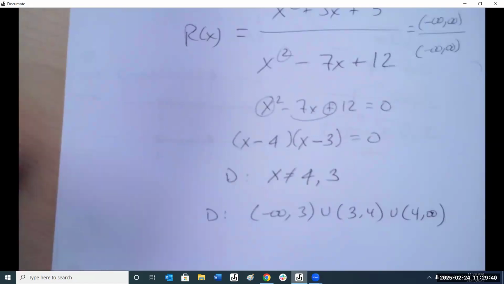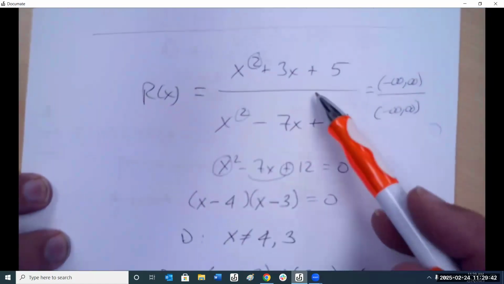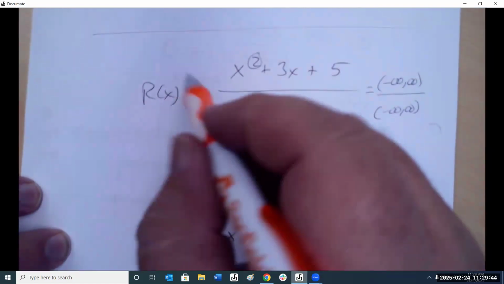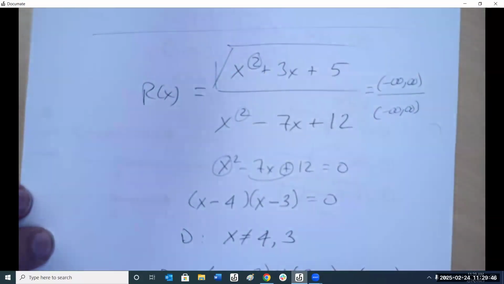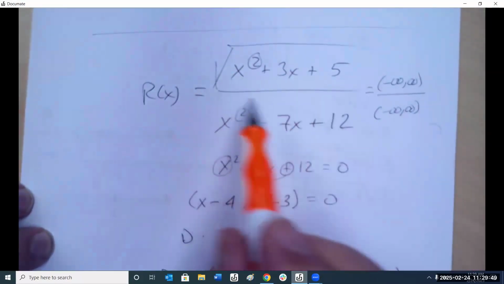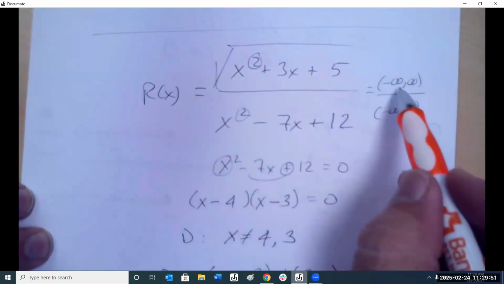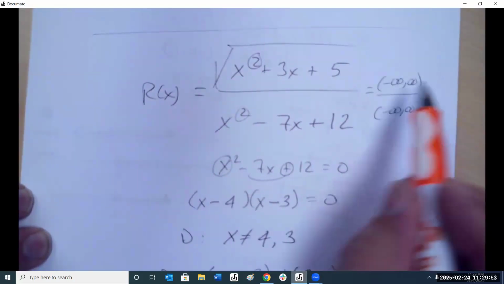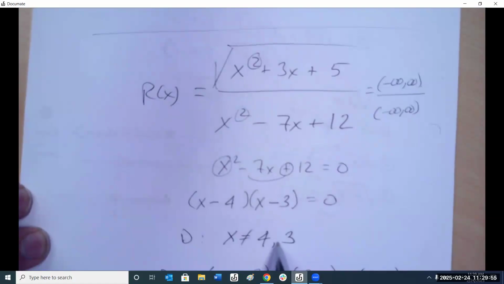Again, you have to look from both, because what if we had a radical up on top? Then this one has a restriction, so we have to find its own domain. In the bottom, we have its domain. And then wherever those two overlap, that's our final domain. So we look at the top and the bottom and then see where their actual domains overlap. That's what our final answer is going to be.